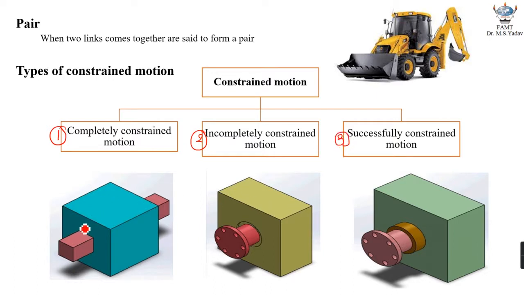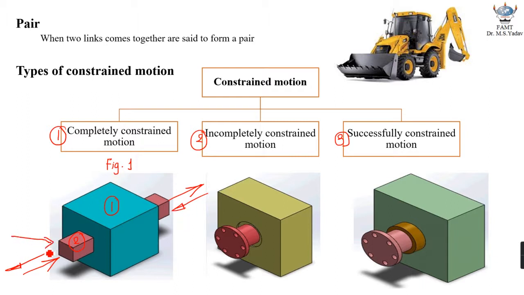Now, to understand this one, let us have a look at figure number 1. Now, in this figure, I have considered two links. Let me call this link number 1 and this link number 2. Both are coming together to form a pair, obviously, and let's try to understand the motion between these two links. So, what I'll do, I'll try to push this link number 2 in this direction. The output motion can be seen in this direction. If I try to pull it something like this, then a similar type of output motion can be seen.